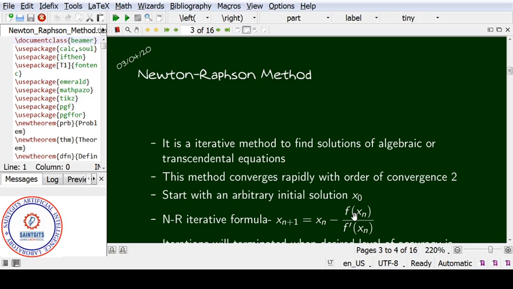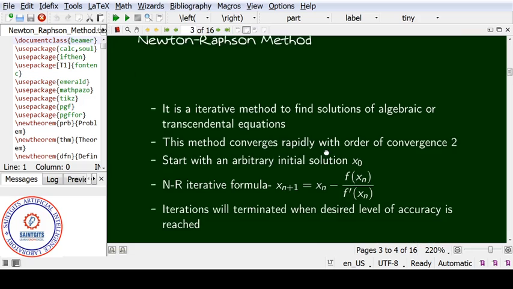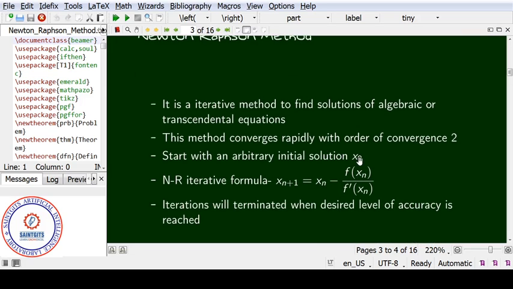The idea of the Newton-Raphson algorithm is to start with an arbitrary solution x0 and improve the accuracy of this x0 using this iterative formula: xn plus 1 is equal to xn minus f of xn by f dash of xn. That means the next iteration is equal to the current value of x minus the current value of the function at the point xn divided by the derivative of that function at the current value. So xn is the current value or current approximation. Using the current approximation we find the next best approximation.